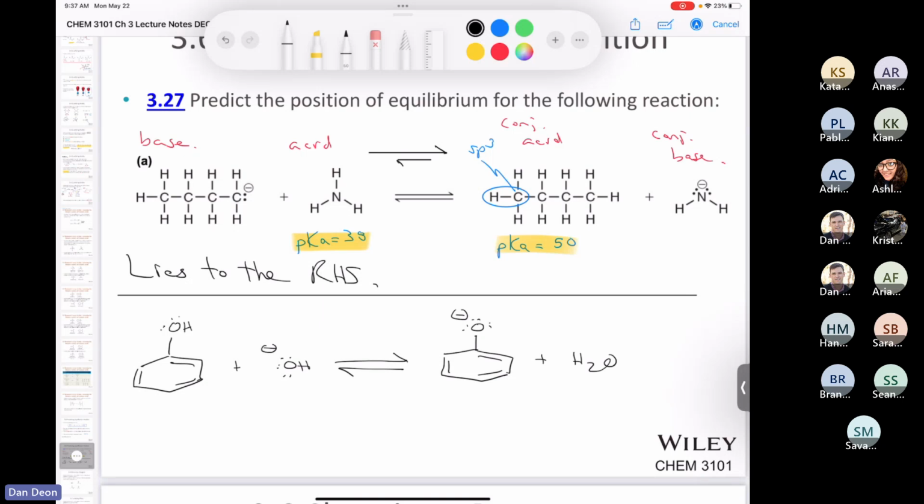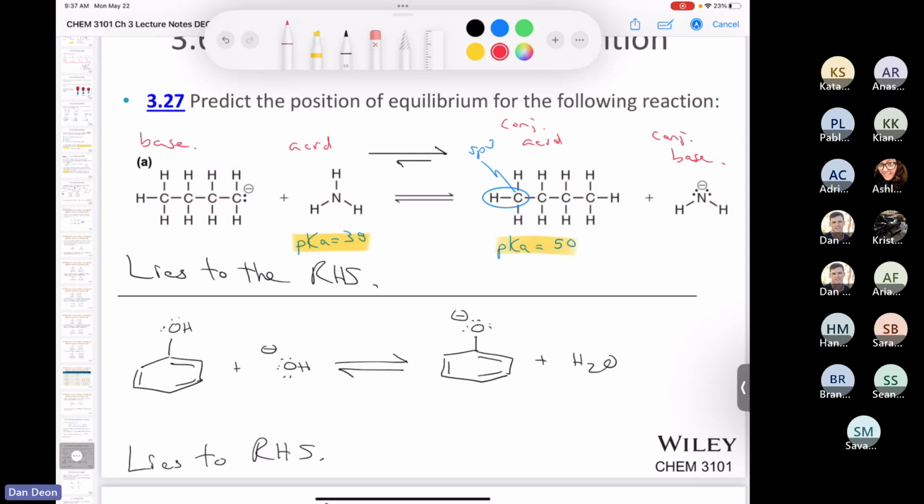So if I look at this reaction here, I'll give you a second to study it. Could anybody tell me which side the equilibrium would lie to here? Would it lie to the left or to the right? You can use ARIO, you can use pKa values. Would my equilibrium lie to the left or to the right? Absolutely, it lies to the right-hand side. Why is that?